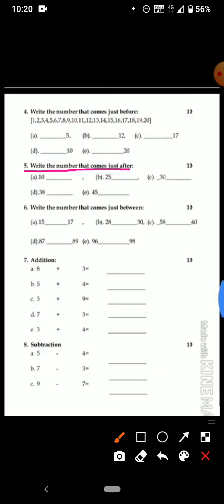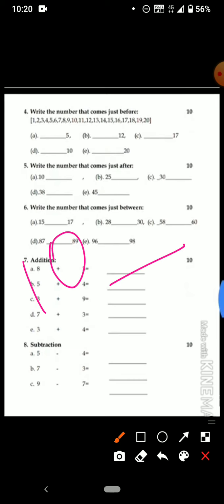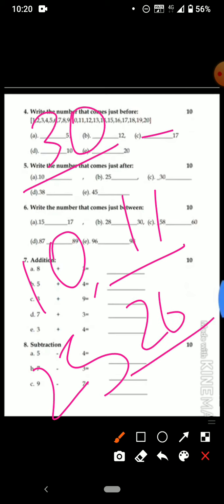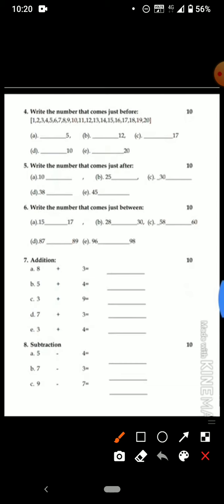Write the number that comes just after. This is very easy for LKG students also. It was somewhat easy, no? They have not given options. They have given 10 dash, after 10 it is 11. After 25 comes 26. After 30 comes 31, etcetera. Okay, next Roman.